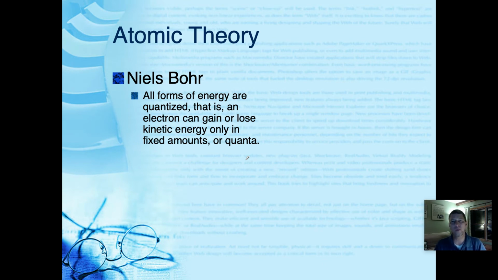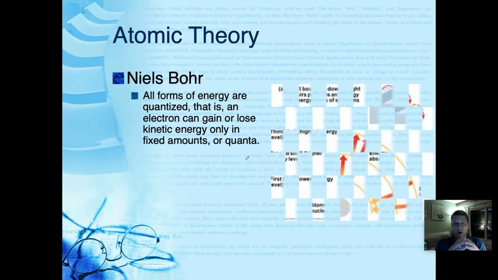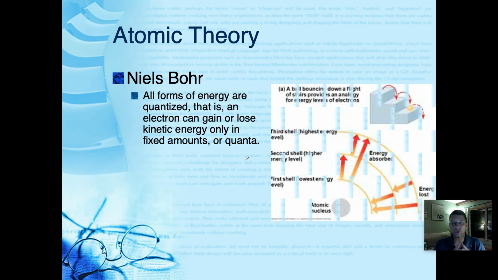Rather than particles in motion about each other, Bohr looked at the electrons as energy carriers almost. And he said that all forms of energy are quantized, meaning that they have a specific amount of energy. And electrons can only gain or lose kinetic energy in very fixed amounts, which he called quanta.